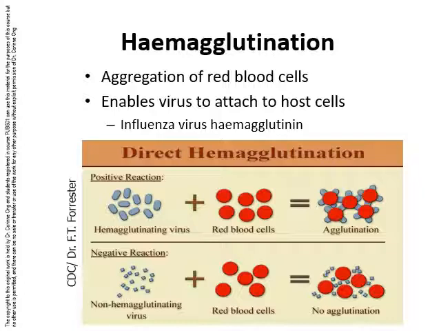In the diagram, you can see how a virus that has hemagglutinin can bind red blood cells and aggregate them to form a visible precipitate.